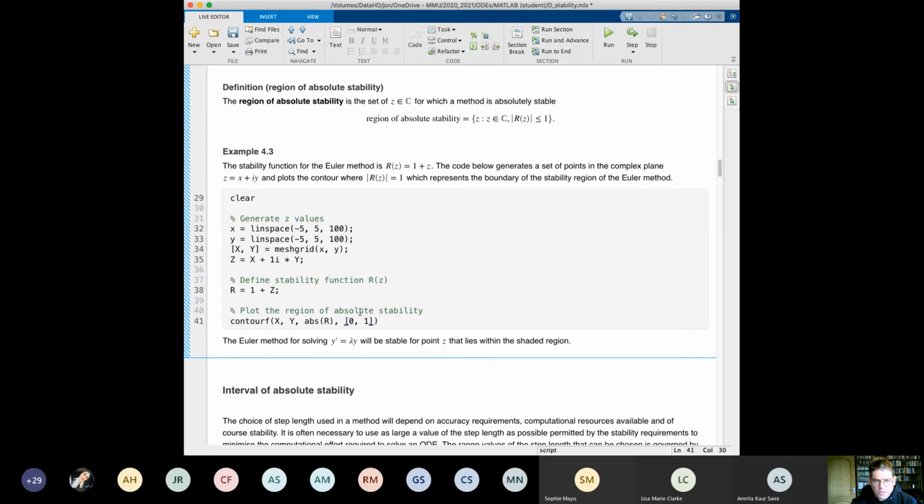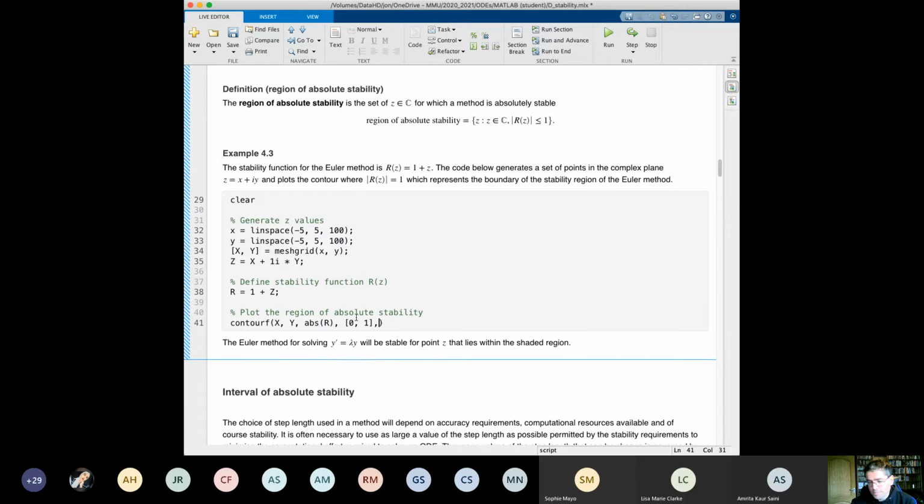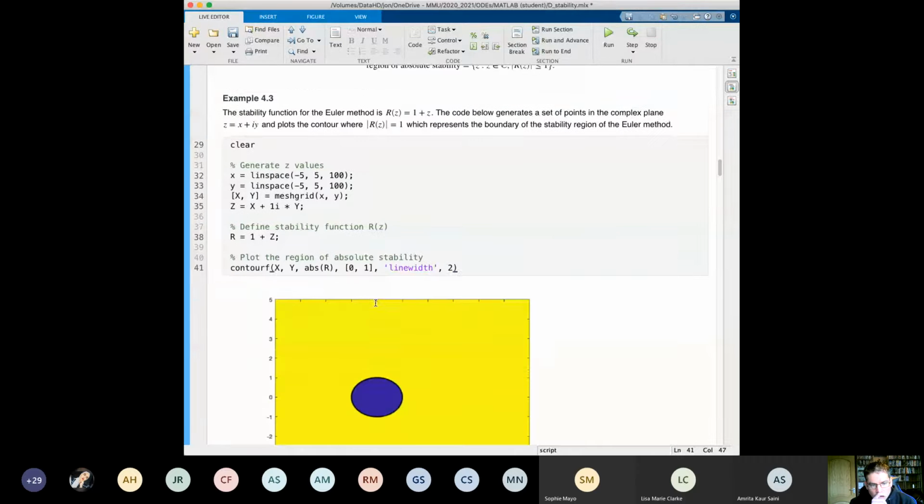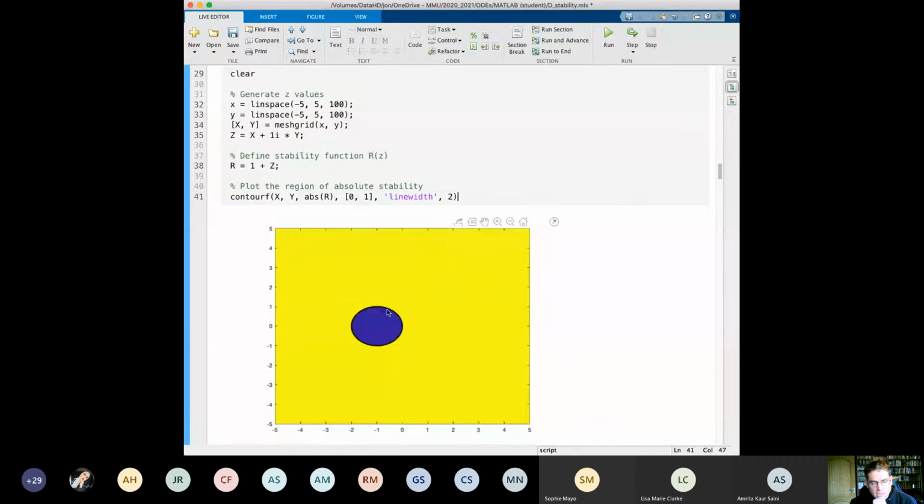Okay, this two-element array essentially means I'm going to have one contour line where abs R is equal to 1. And I'm going to increase the line width to 2, so it looks a bit thicker. Okay, so if I run that, you can see it's going to be a rather snazzy background.